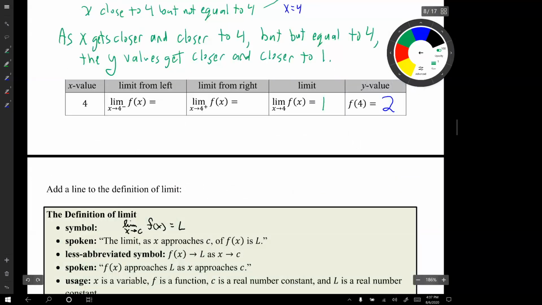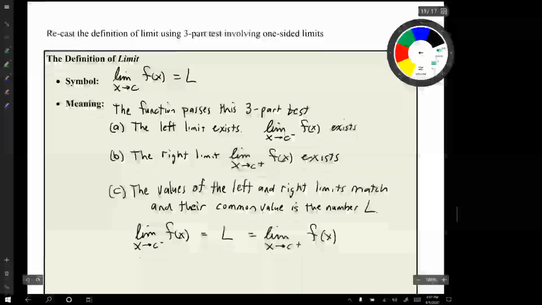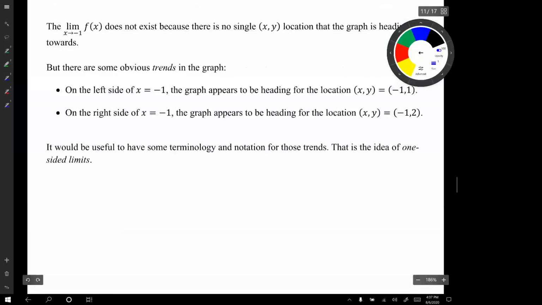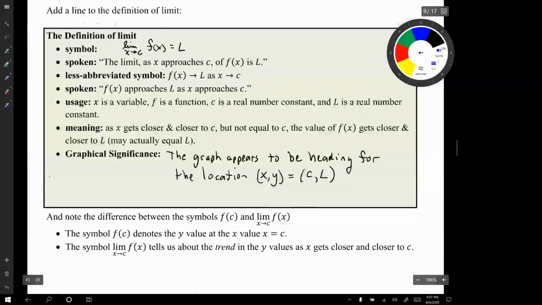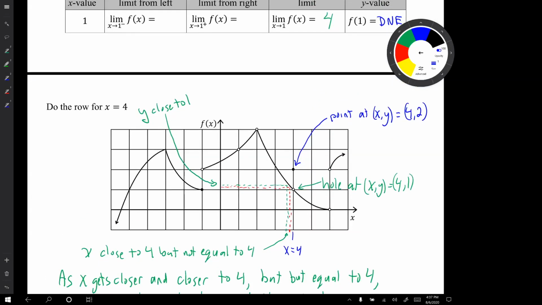Now let's fill in the table row for x equals 4. Fill in the rest of the cells. So remember, for this row of the table, the y value was 2, but the limit was the number 1. Because when we looked at the graph, there was a point on the graph at 4, 2, so the y value is definitely 2, but the graph is heading for this location, 4, 1, so the limit is the number 1.